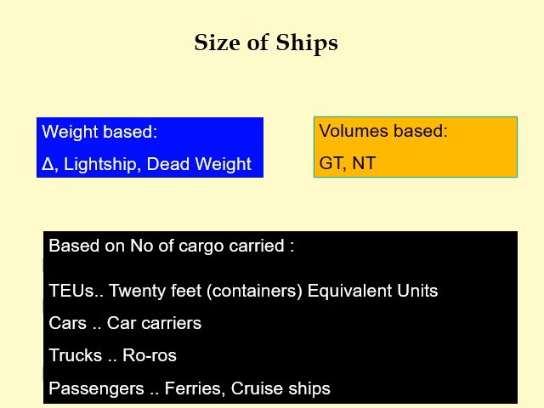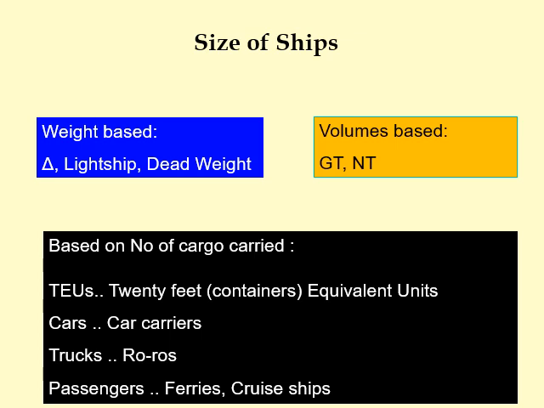So the sizes of ships can be seen based on weight or based on volume, of course. Before this, we have seen that the sizes of ships can be measured, defined, or stated in terms of linear dimensions, such as the length overall, length between perpendiculars, beam or breadth of the ship, or its draft, and so on. But those are based on linear dimensions. There are other ways, like what we are looking at in this present lecture.